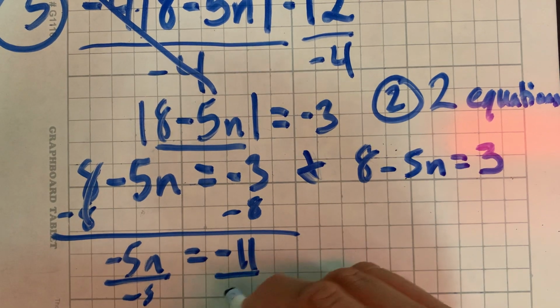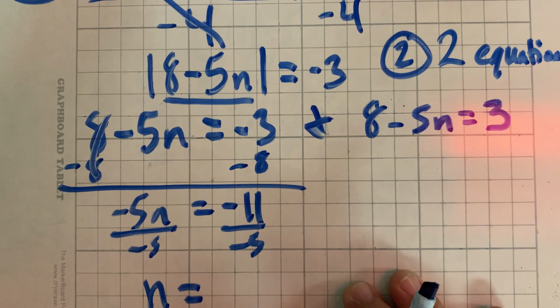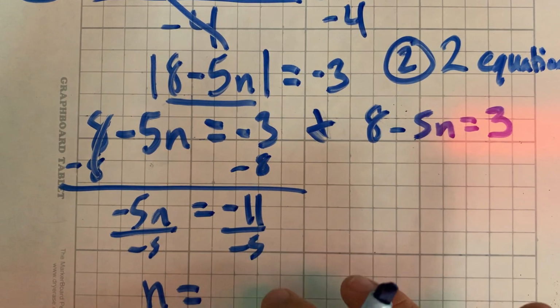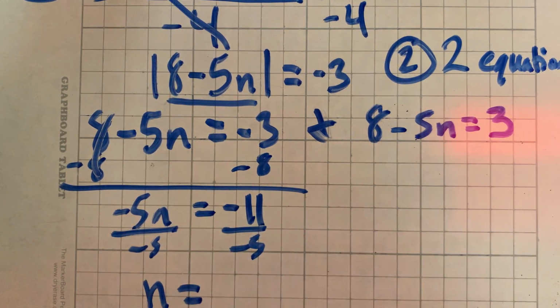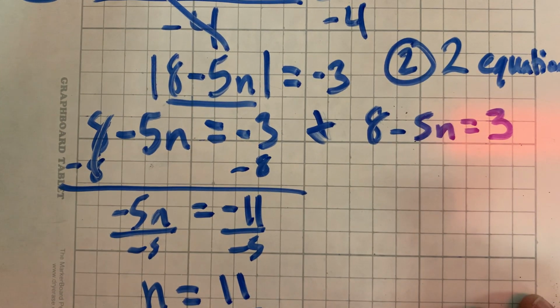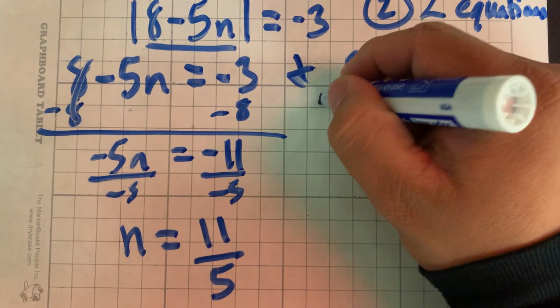Divide both sides by -5. N is equal to. Now, it's always going to be easier just to leave it as a fraction, but -11 over -5 can reduce. They are both a negative over a negative, so it's a negative divided by a negative, which will give me a positive. So n equals 11 over 5.